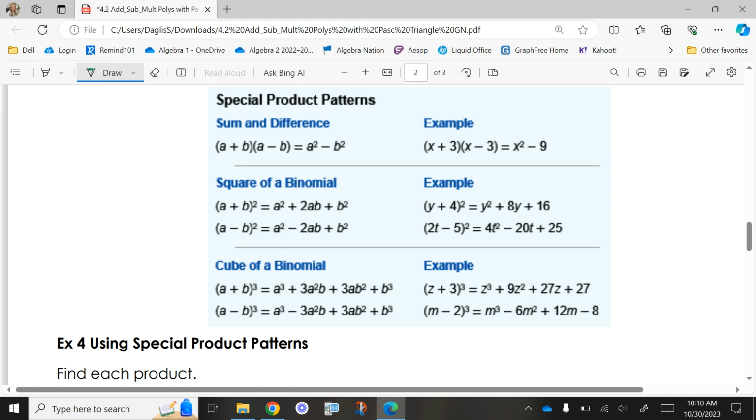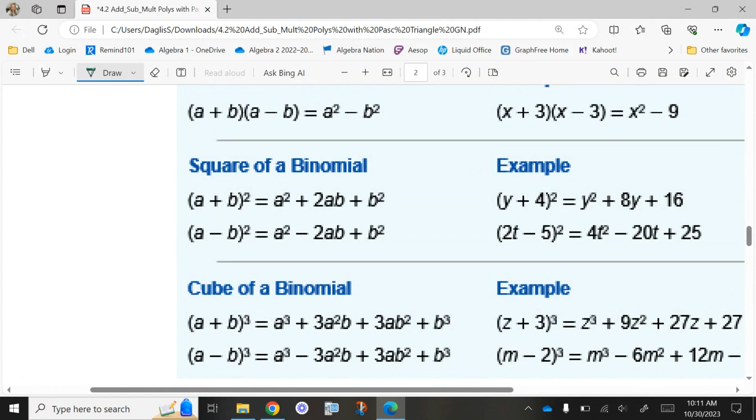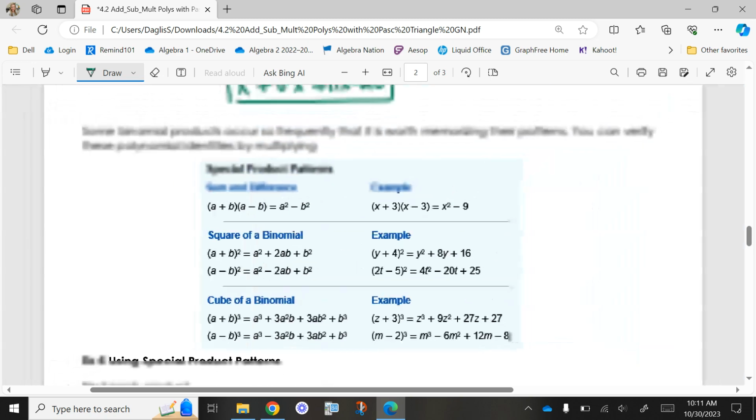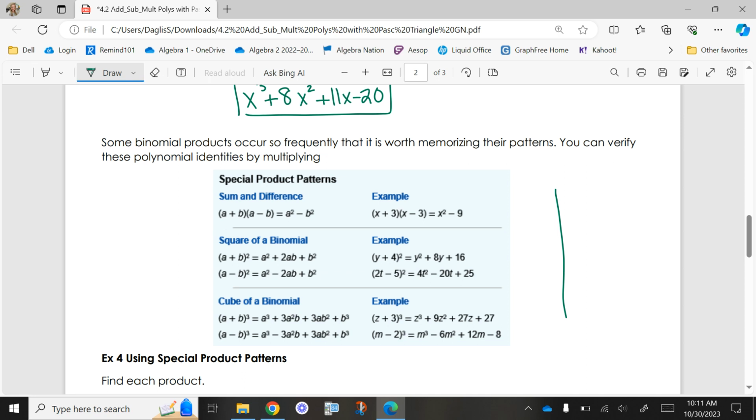We have shortcuts for the square of a binomial. If we're multiplying a binomial by itself, there's a pattern when it comes to its symbols. Same thing with cubes. If we're cubing a sum or difference of a binomial, there are some patterns that we can follow. We're going to use these patterns to help us do the special products down here.